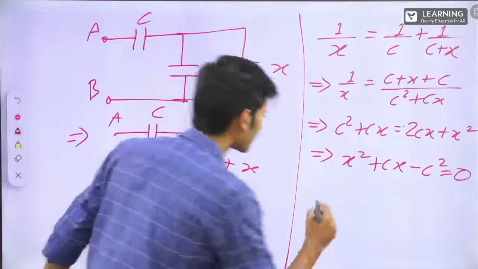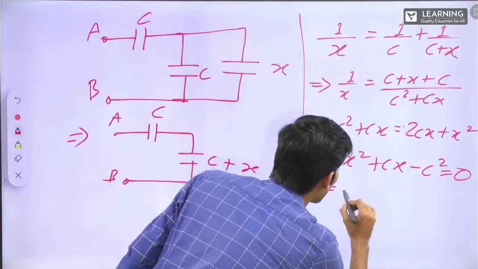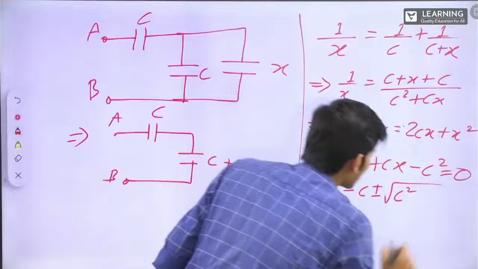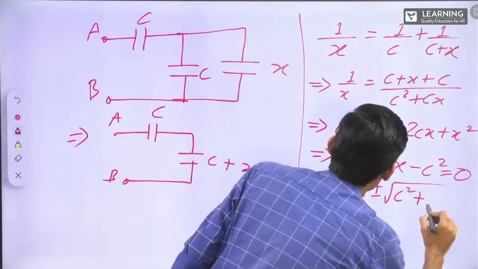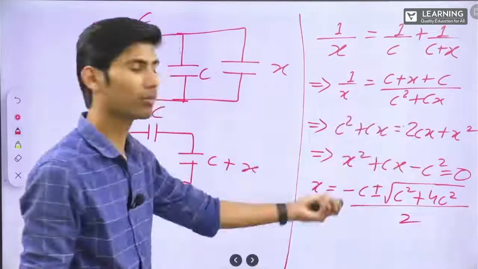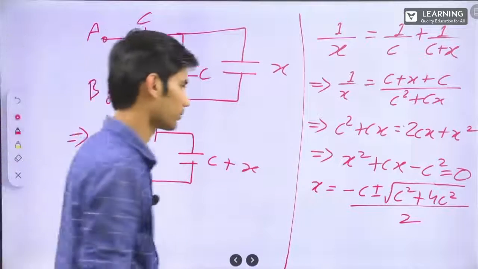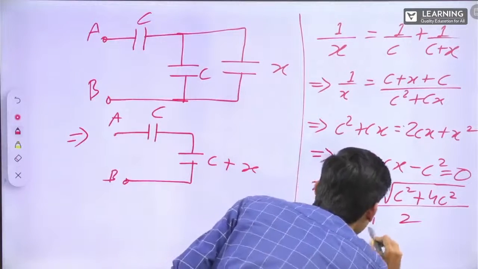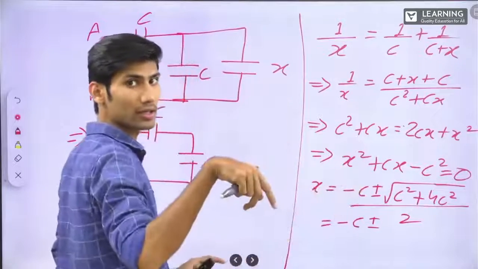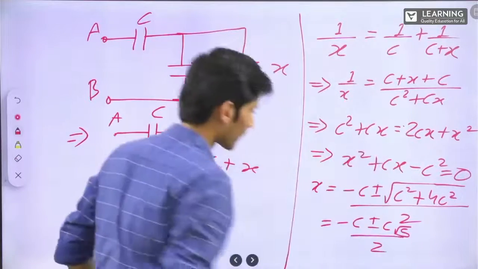It's a quadratic equation. Solve this quadratic equation for X, you will get the equivalent capacitance. Clear? Let's do it. Now from here, X is equal to minus C plus minus under root B square minus 4AC, right? C square plus 4C square, divided by 2. I hope you remember this formula. X is equal to minus B plus minus under root B square minus 4AC upon 2A. That is the same as what I have applied. That is minus C plus minus. Now here, 5C square. C square will come out as C. So C root 5. C plus minus C root 5 divided by 2.